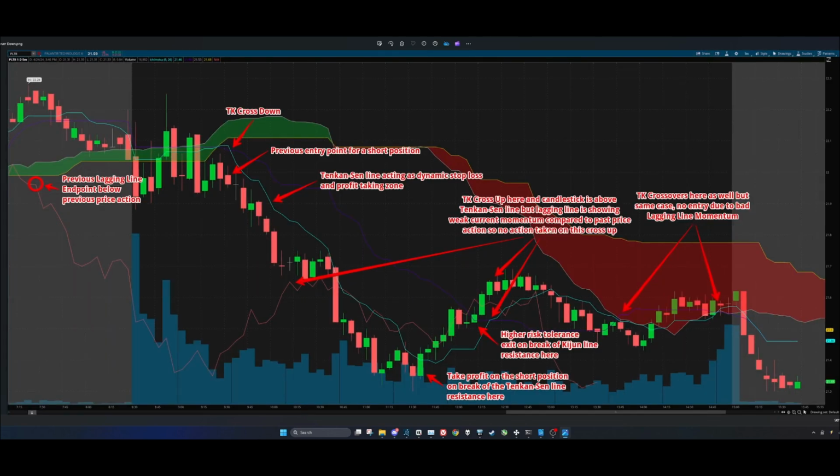Then for the next slide, we've got a continuation. So TK cross down happened here. You got in on this candle. You rode it all the way down.